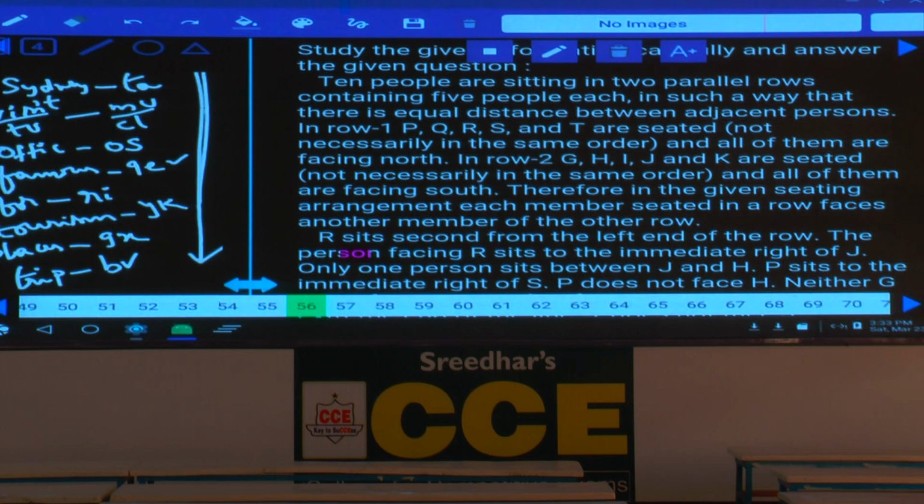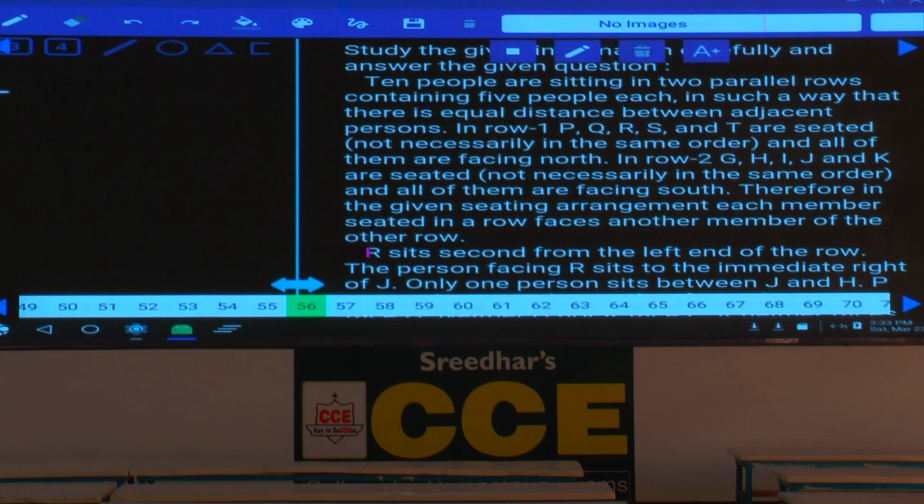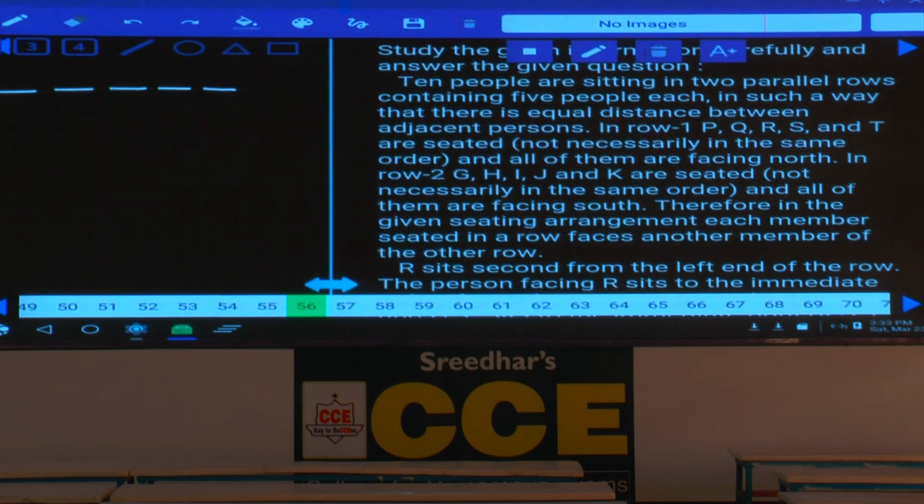Now 2 rows were given. Now just simple row arrangements were given rather than any parameter added to this one. 1, 2, 3, 4, 5. Now this is 1 row, and this is row 2. Who are the persons in this row? G, H, I, J, K are the persons in this row and they are facing towards south. And the remaining persons, who are they? P, Q, R, S, T. Now this is the first row and these persons are facing towards north. The persons in row 1 are facing north and the persons in row 2 are facing towards south.